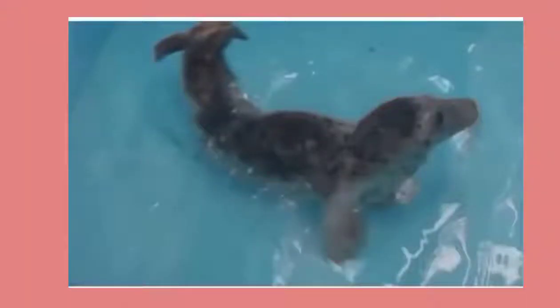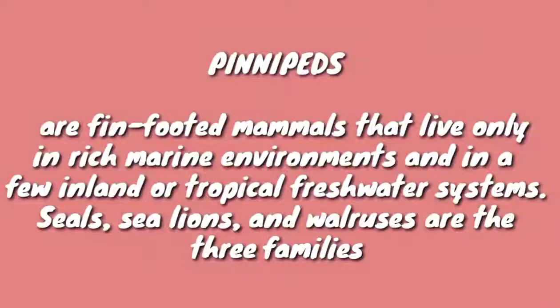And last is pinnipeds. Pinnipeds are fin-footed mammals that live only in a rich marine environment and in a few endotropical freshwater systems. Seals, sea lions, and walruses are the three families. Now, we already know the different characteristics of mammals and the different subgroups and characteristics of each subgroup of mammals.